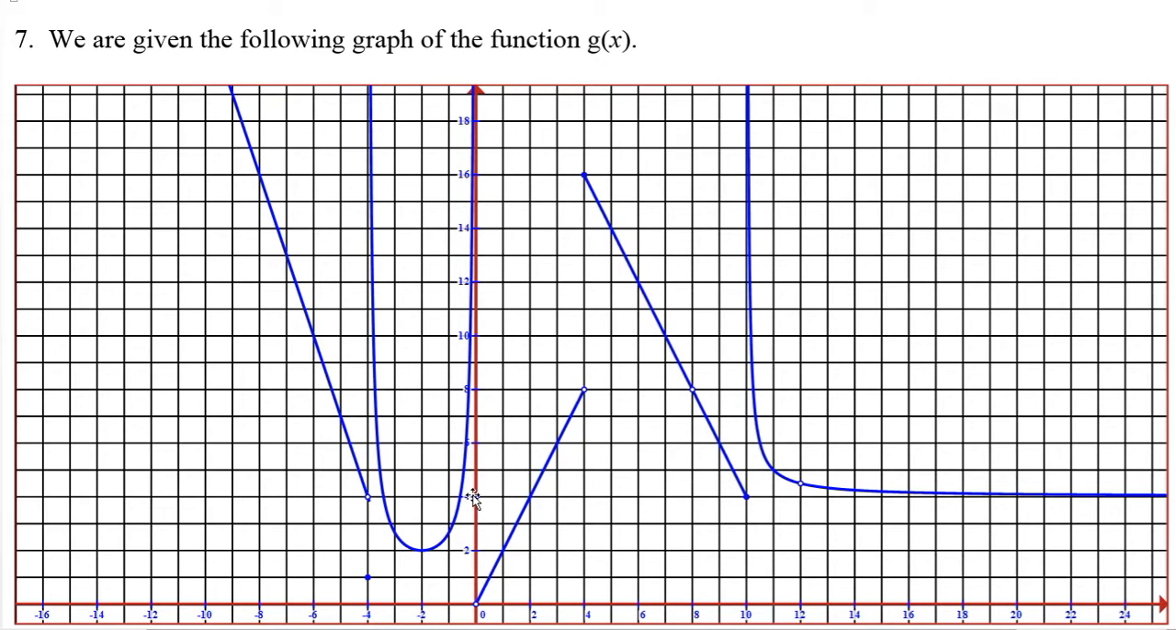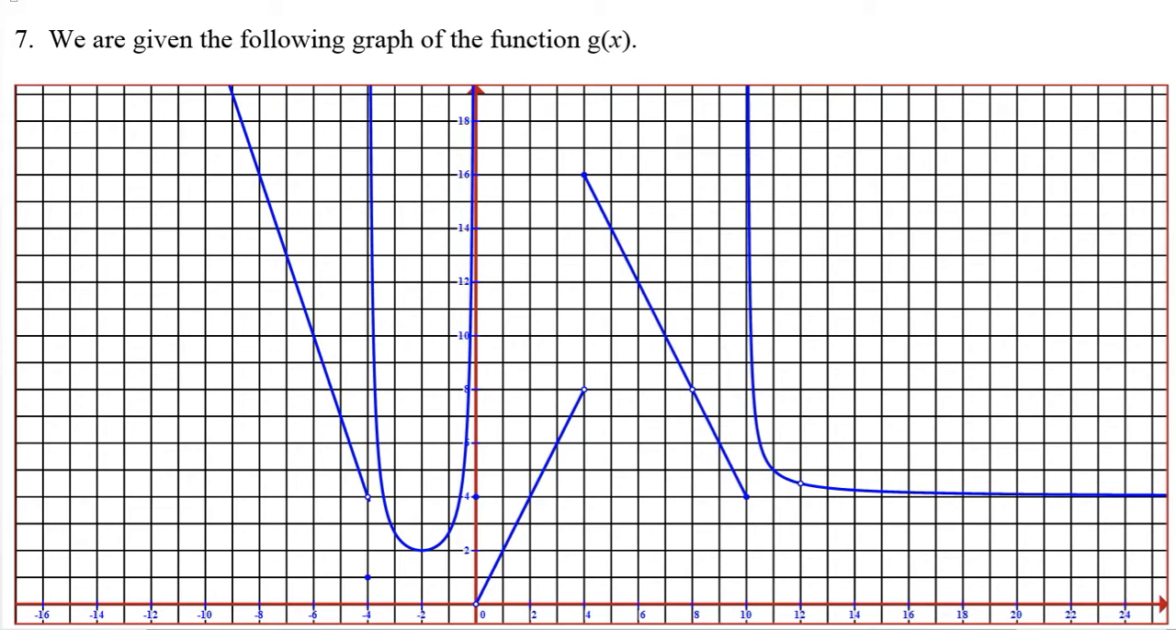F of 0 is 4 because there's a dot right there, an isolated point. The limit as x approaches 0 from the right is 0, and the limit as x approaches 0 from the left goes to infinity. So it's undefined. So the full limit as x goes to -4 does not exist, and neither does the full limit at 0.